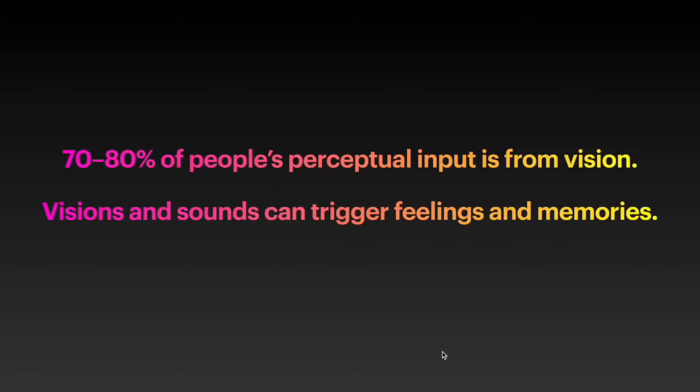Obviously, senses are closely related to our emotions and perceptions. 70 to 80% of people's perceptual input is from vision, and visions and sounds can trigger our feelings and memories. But how are they related to the presentation in games? Here I'm not referring to the evident visual or sound representations such as color of skin, gender, or voice, which may easily fall into stereotypes. I want to talk about a more implicit representation that stimulates some kind of emotions of players subconsciously and therefore affects players' impression of a character.